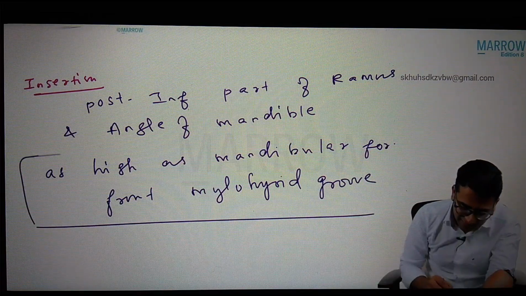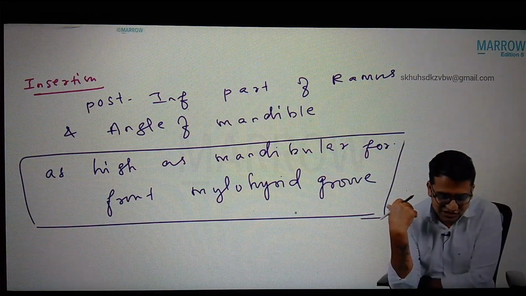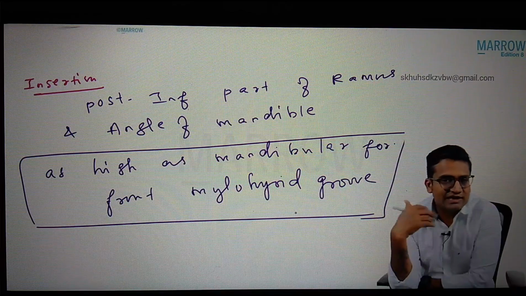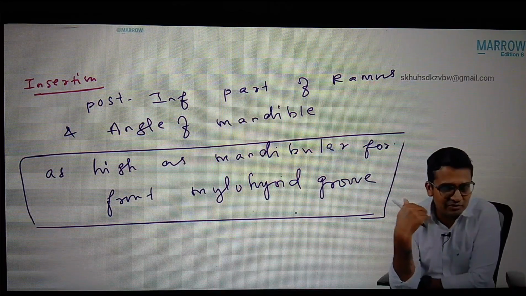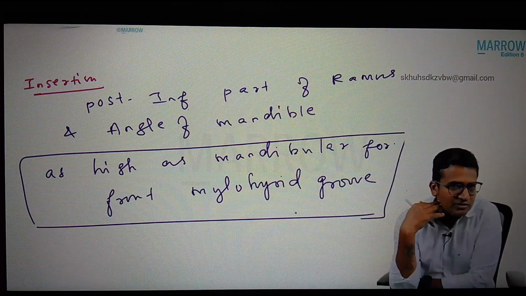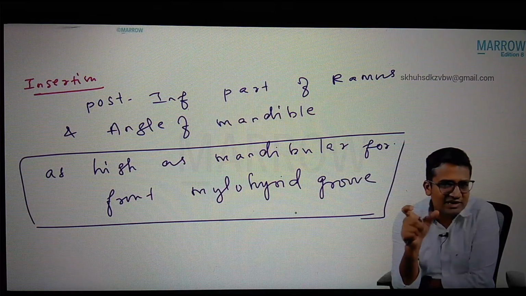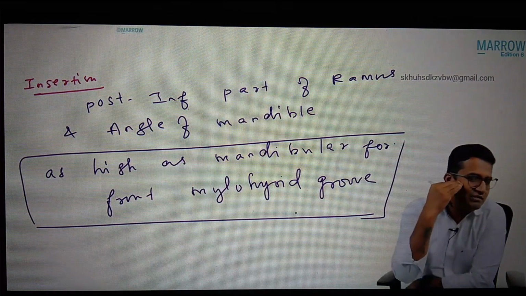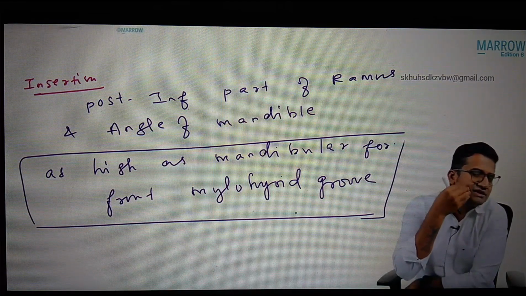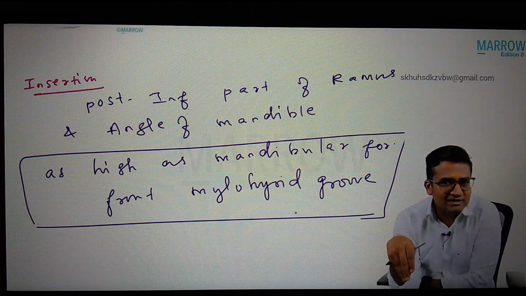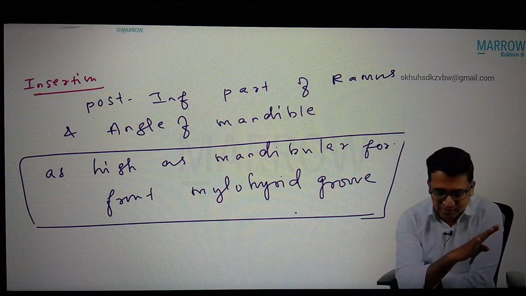That is a demarcating line. So this is the insertion of the medial pterygoid muscle, attached to the inner surface of the ramus of the mandible and also to the angle of the mandible. The specific demarcating line is the mandibular foramen above, and in the front we have the mylohyoid groove. We already marked this area in the osteology part.